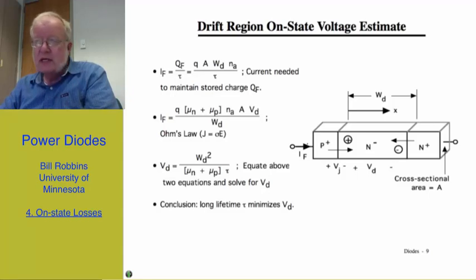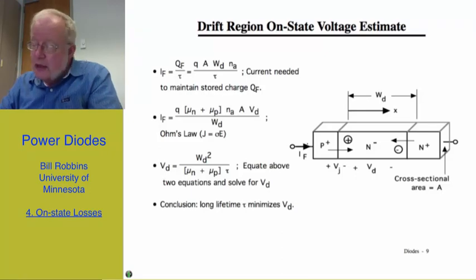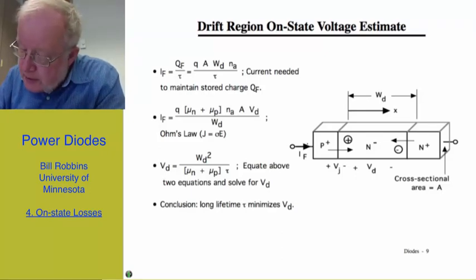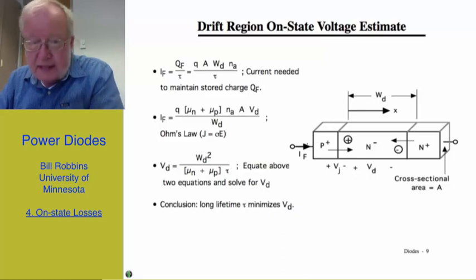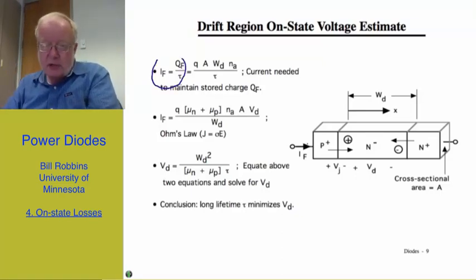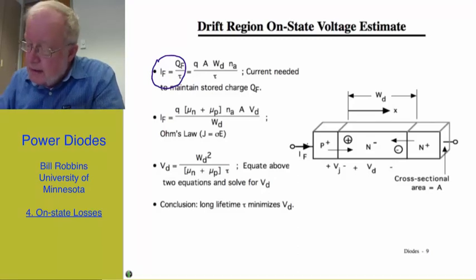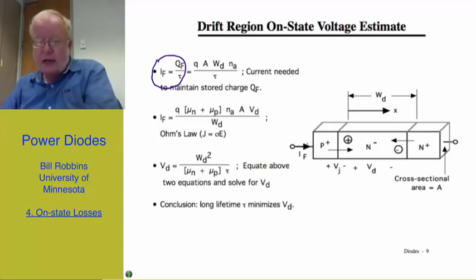And so in a steady state non-equilibrium situation where we have a constant forward current, the forward current simply replaces those charges that disappear because of recombination. So I sub f is basically Q sub f over tau, and that can be made more explicit if we know the average density of the excess carriers, N sub A times W sub D is the volume, and I know the lifetime. We can write the forward current in terms of this stored charge formalism.